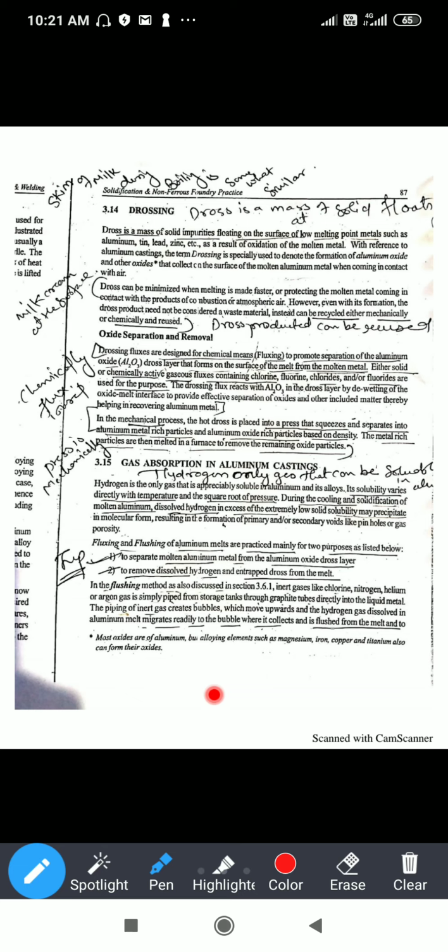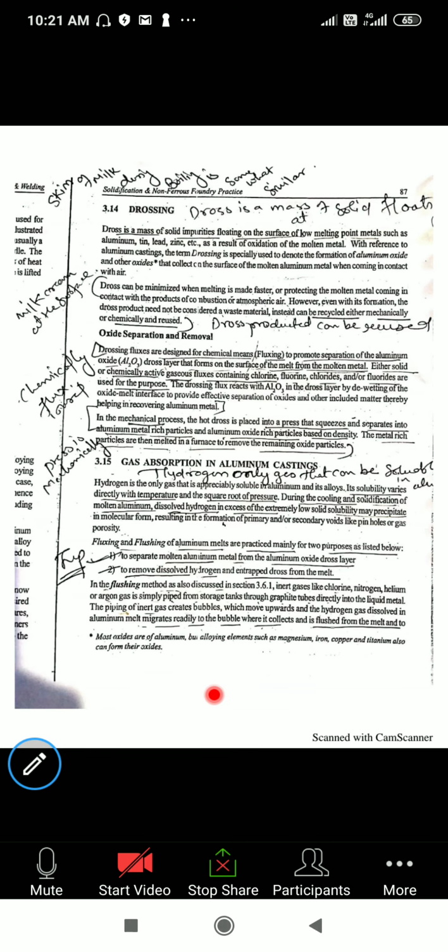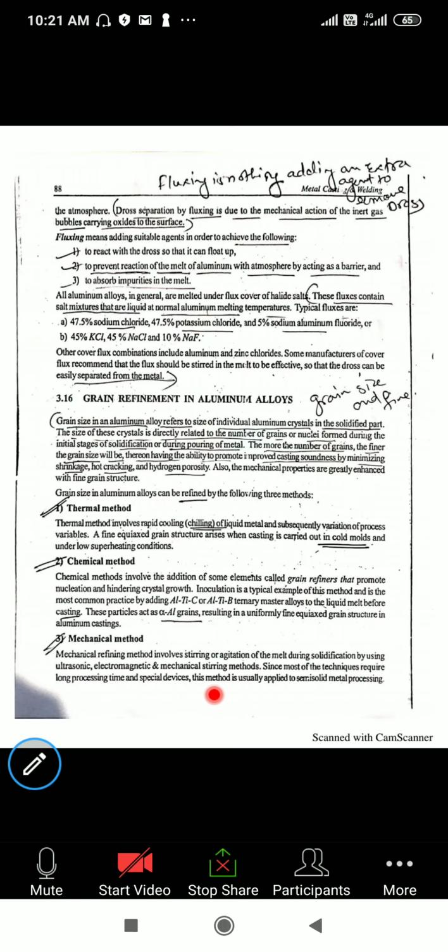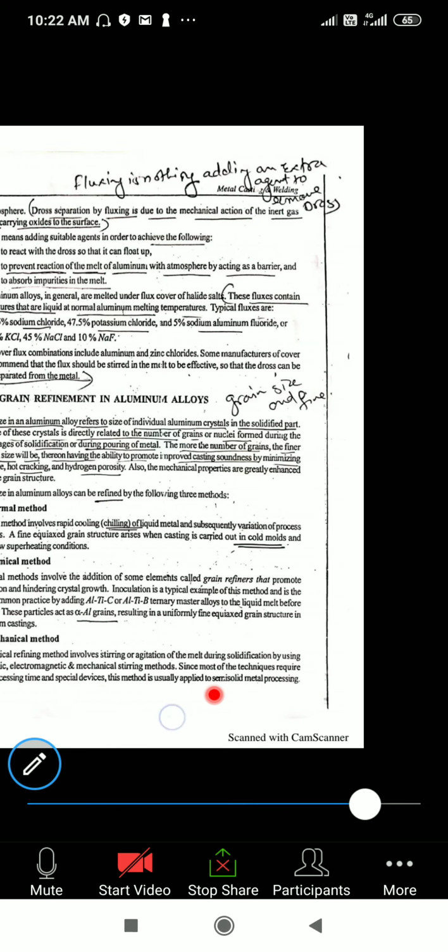Then next is gas absorption in aluminum casting. How the gas is absorbed and how the gas has to be removed, you are going to study in this module. Now next, what is grain refinement in aluminum alloys? The grain size and fineness have to be maintained after solidification, when the aluminum starts to solidify. There are some methods to control grain refinement in aluminum: the thermal, chemical and mechanical methods, which you are also going to study in this module.